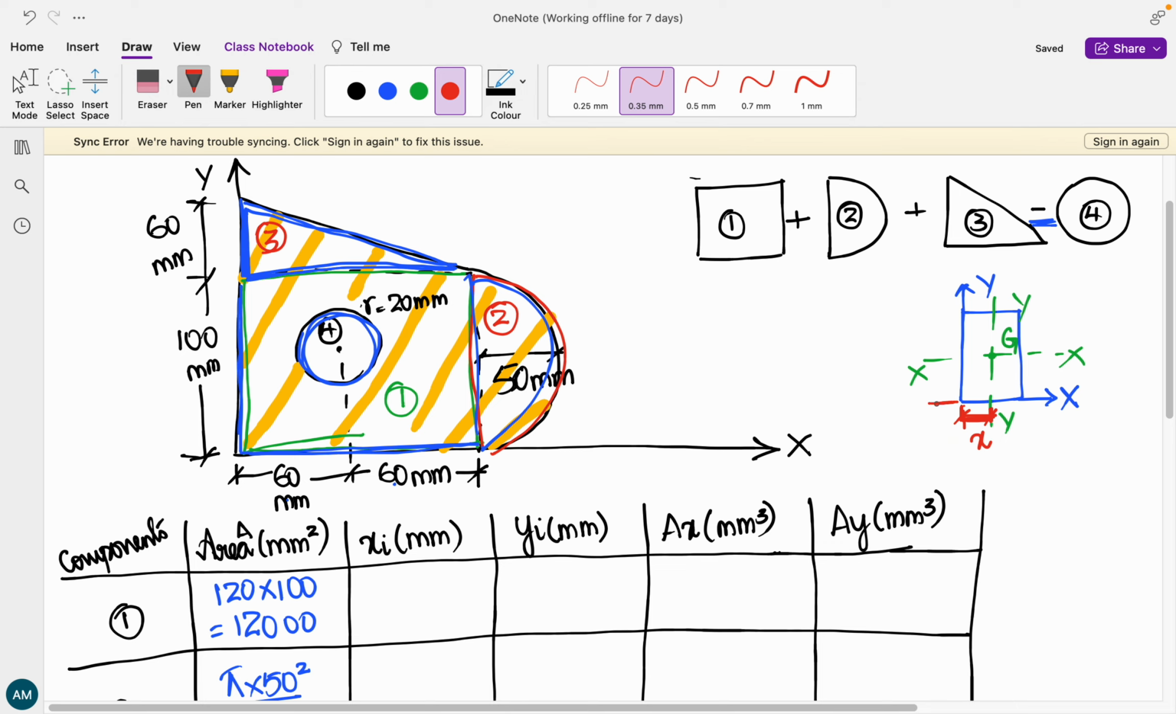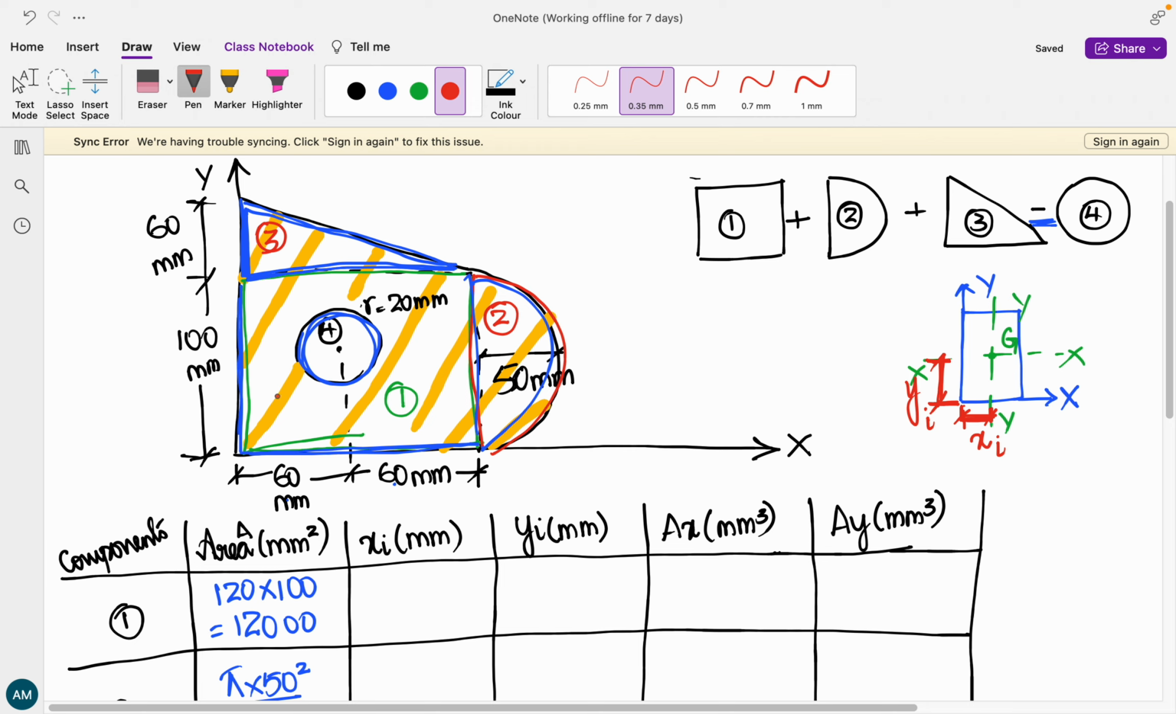Now from origin to x-x axis, it is a vertical distance. Vertical distance is denoted by y. So this is our xi and yi, what we are trying to find out for every single individual component that we have considered over here.